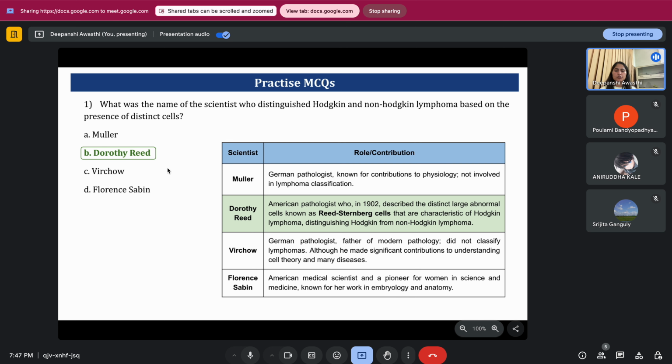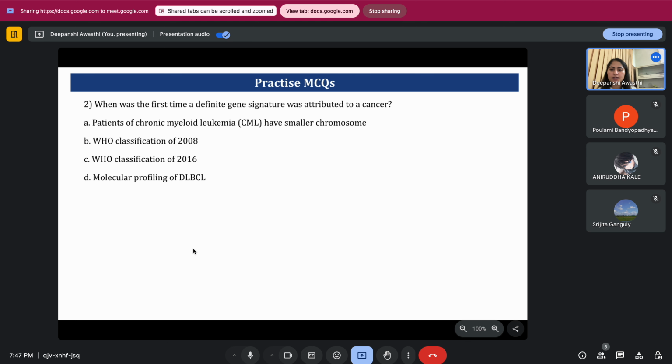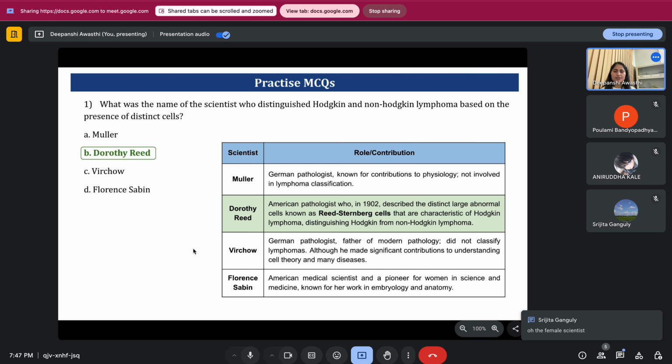So the answer is Dorothy Reed. Dorothy Reed was the one who distinguished between Hodgkin and non-Hodgkin by the presence of Reed-Sternberg cells. I hope now you'll be able to remember this. Now the second question is, yeah, sorry, Dorothy Reed is the female scientist.